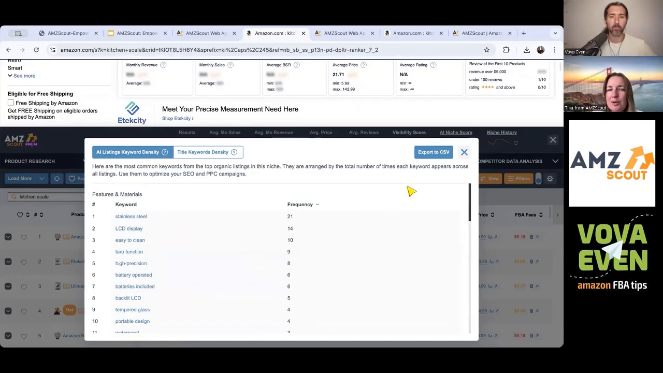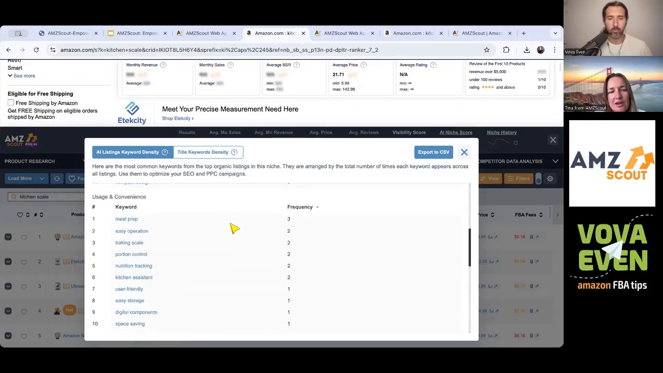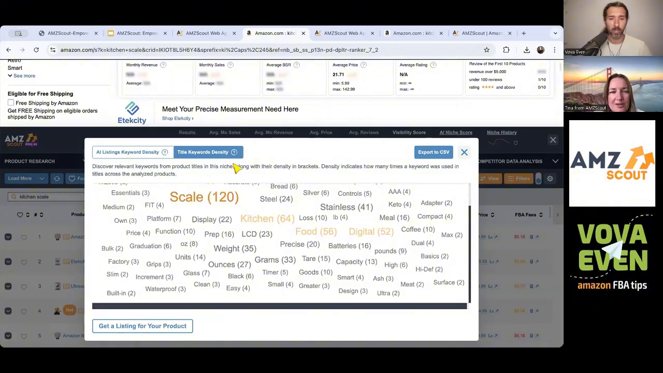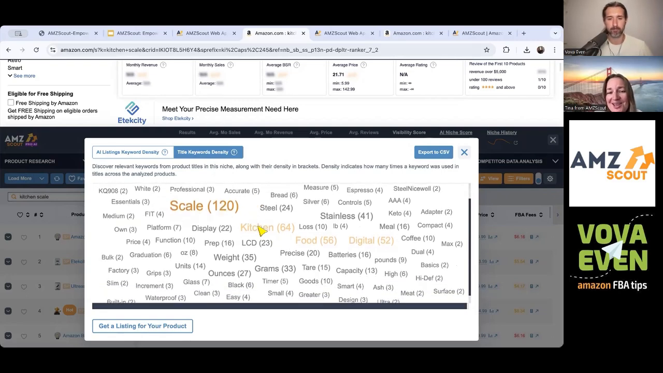It doesn't have many groups of keywords, by the way. Sometimes it gives like 10 different groups: design, functionality, and others. And that's the old one, also the title keywords density. It's been here for years. This one just gives the separate words only from the titles. So you definitely need to include the words scale, kitchen, food, and digital in your title. And also stainless, steel, weight, grams. You can now export everything to this CSV file and this as well.